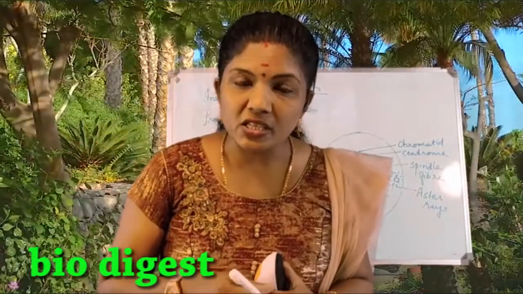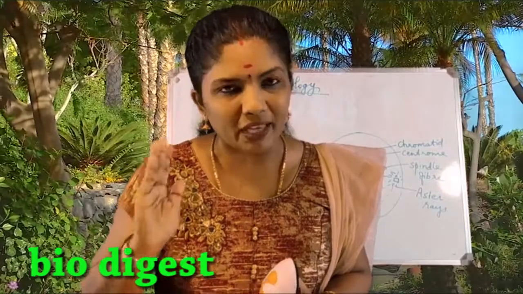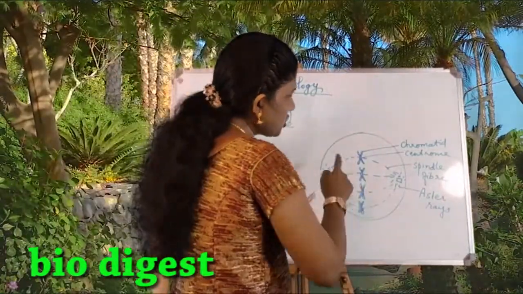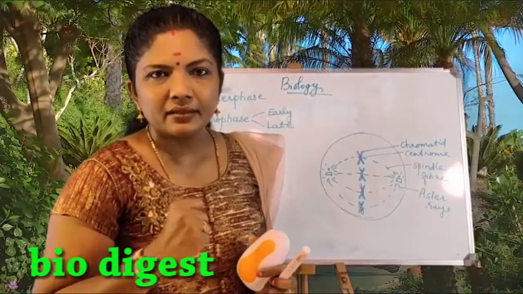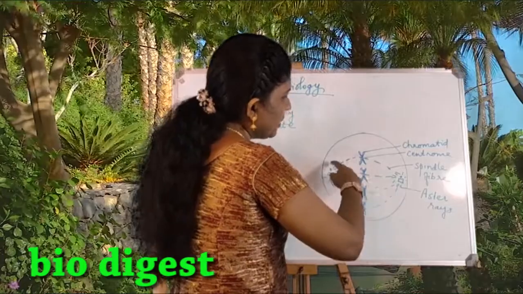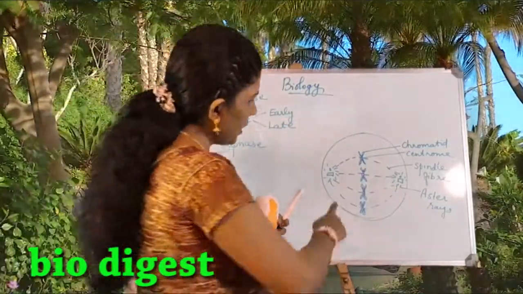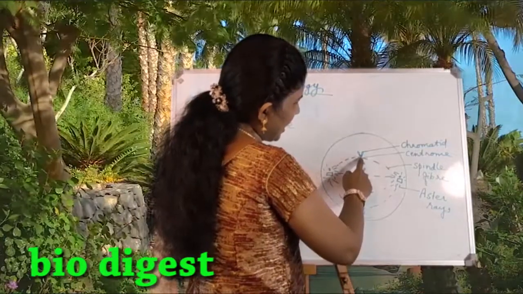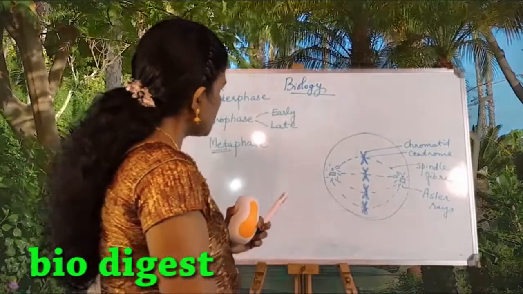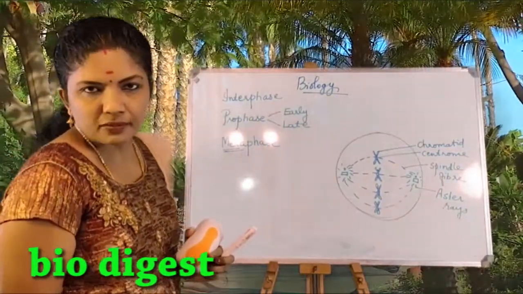So what are the features? The chromosomes are lined up in a single plane at the equator. Second is the chromosomes are actually held by the spindle fibers, or the spindle fibers will be getting attached to the centromere of the chromosome. Okay, you can see that the spindle fiber is getting attached to the centromere of the chromosome. So all these are the features of the cell during metaphase stage.